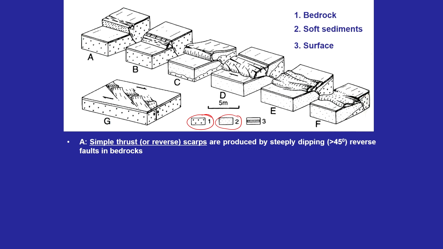So, A, if we see, then of course, in the compressional tectonic environment, the simple thrust or reverse scarps are produced by steeply dipping reverse faults in the bedrock. Since it was bedrock, you were able to see a steeply dipping reverse fault. And this, if you see, is your bedrock.